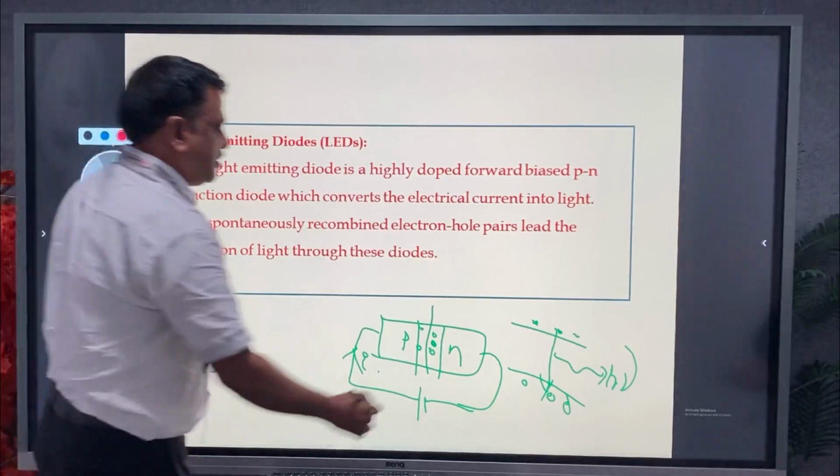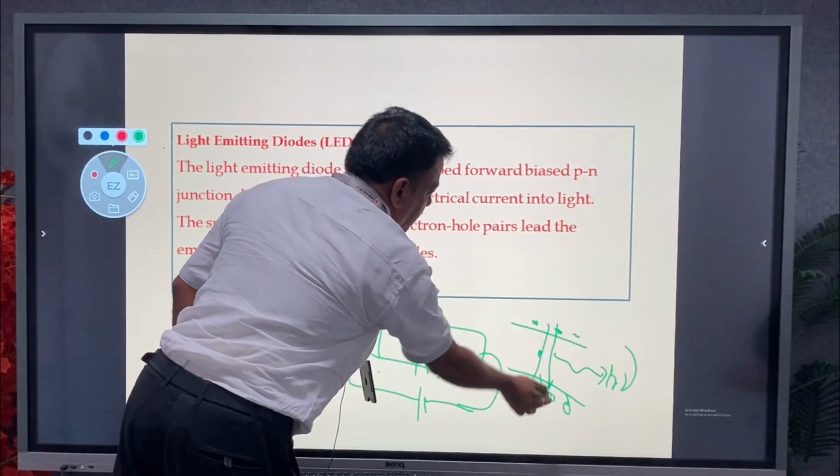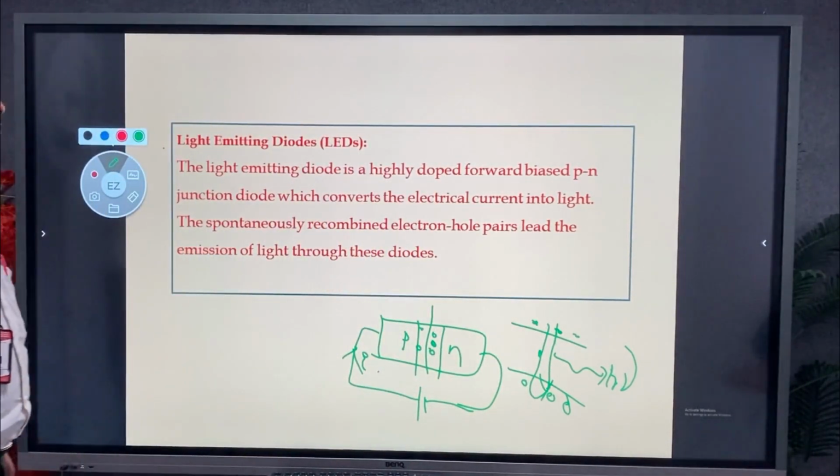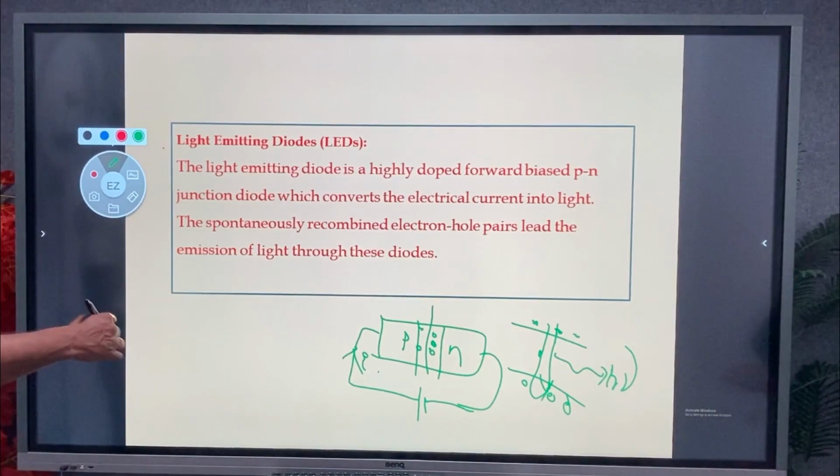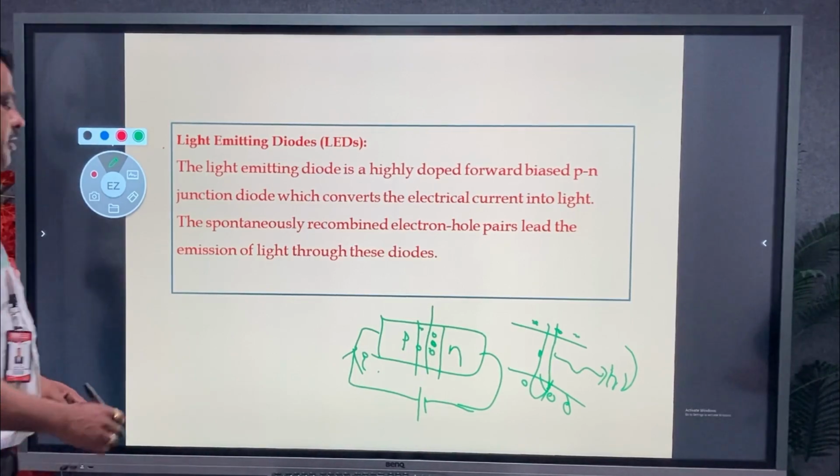Here the recombinations are spontaneous. Every electron recombines with a hole spontaneously. This spontaneous emission leads to photon generation in the LED. So an LED is a light emitting diode, a heavily doped forward biased PN junction diode which converts electrical current into light. The spontaneously recombined electron and hole pairs lead to the emission of light in the diodes.